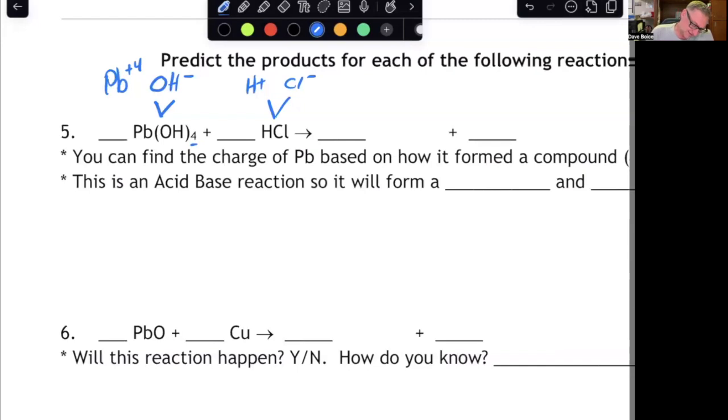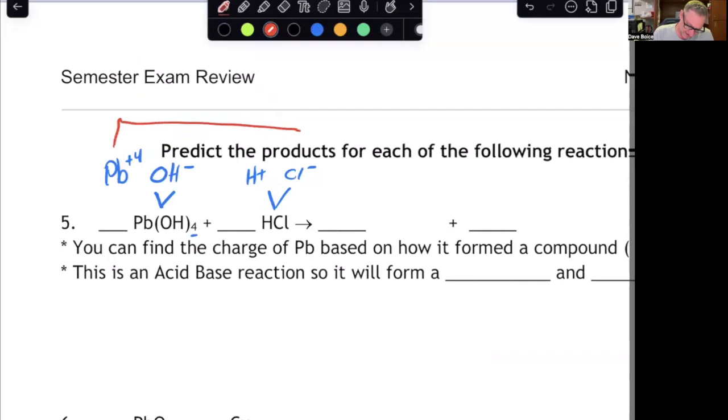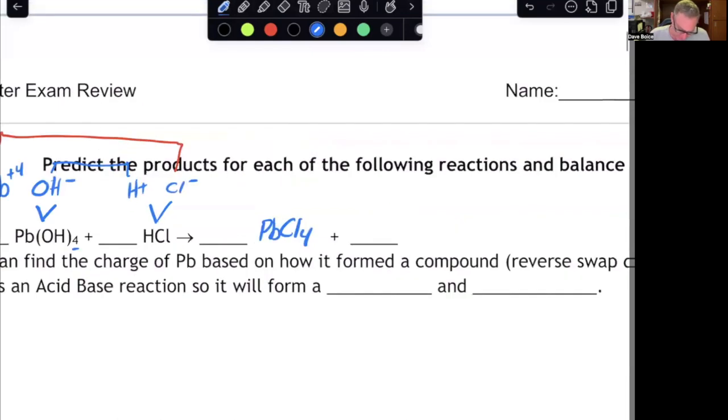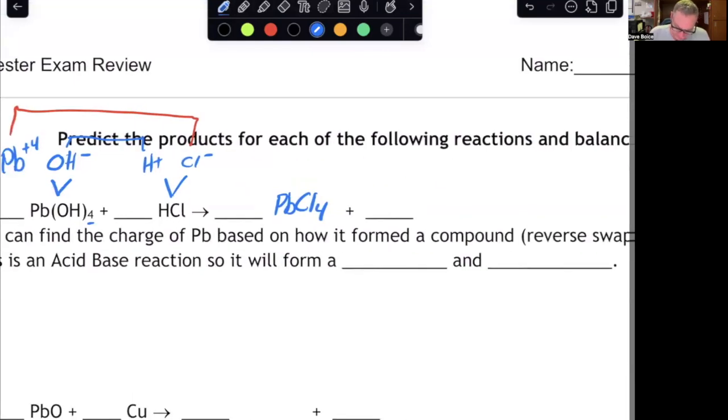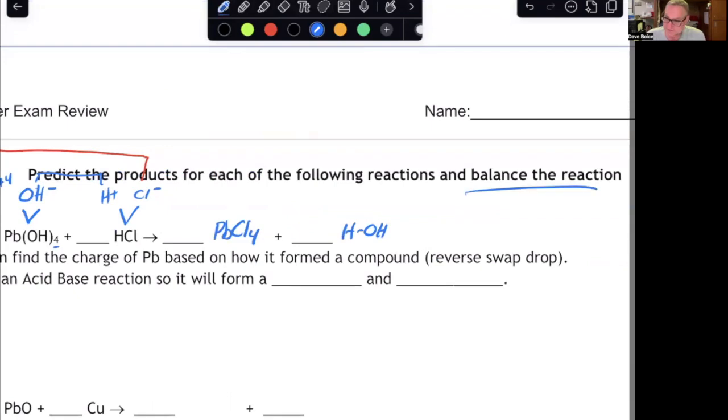Okay, so I'm going to put these together, and to do that, you can kind of put them in either direction, but most people will do the outers first. So positive always comes first. Lead with a +4 charge, chlorine with a -1 charge is going to go together as PbCl4, and then I'm left with H plus and OH minus. And so that's going to form HOH or H2O, same thing. Okay, next thing I want to do is balance the reaction because that's what it's asking me to do.